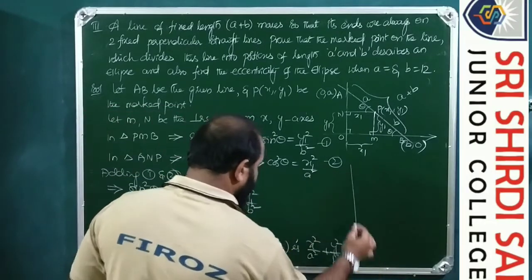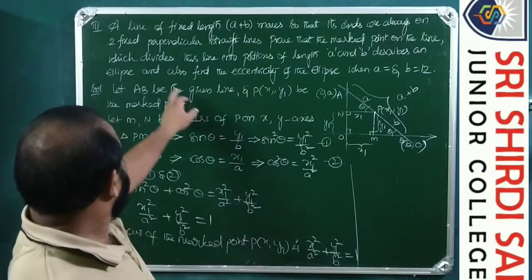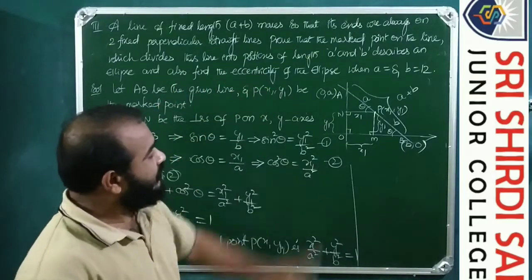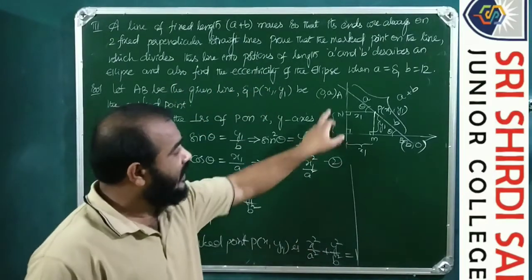Now we need to find out the eccentricity of the ellipse. Here a is less than b.